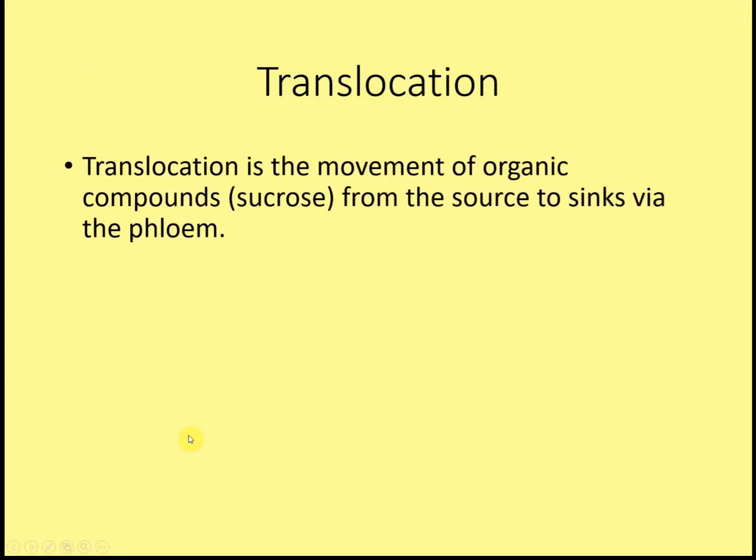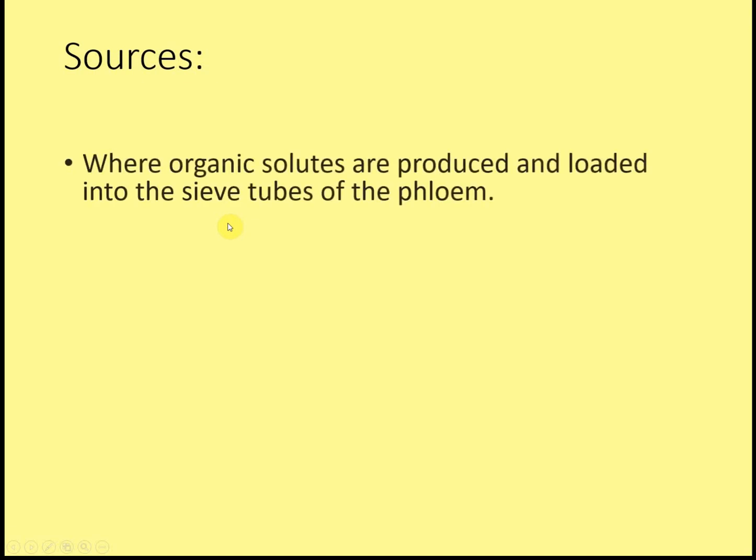So translocation basically means the movement of organic solutes or compounds from source to sinks via the phloem. Sucrose is the primary one you need to be aware of. So what's a source? Sources are places where organic solutes are produced and loaded into the sieve tubes of the phloem. Your main one is photosynthesis happening in the leaves, which produces organic compounds that are then converted into sucrose and loaded into the phloem.